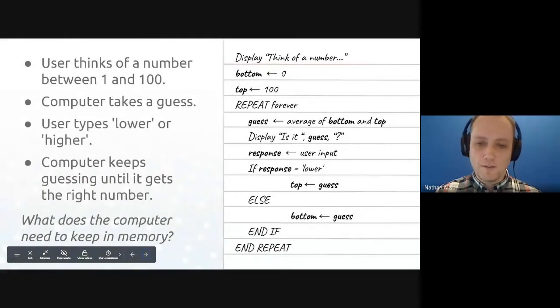Otherwise, if it was higher than 50, it would set the bottom boundary to 50. And then we repeat. So what you've seen here is pseudocode, which is kind of like a universal false code. It's not a particular language. It's not JavaScript. It's not Python. But it is something that is part of the curriculum.